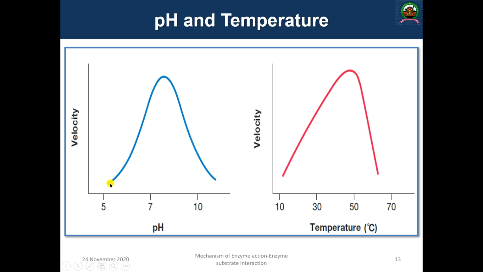And as the pH increases, it reaches a neutral to slightly alkaline pH, where there is high velocity, but when you increase the pH further, it drastically comes down. Similarly, when the temperature increases, the activity increases to some extent, and once it reaches a particular level, it will decrease. This is all about the factors influencing enzymatic activity: temperature, pH and substrate concentration.